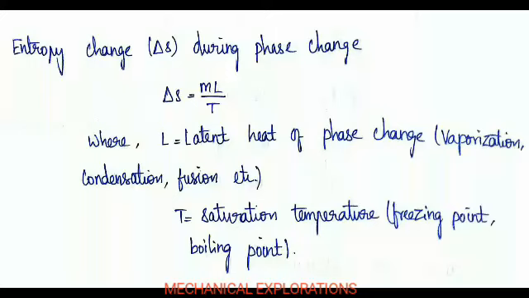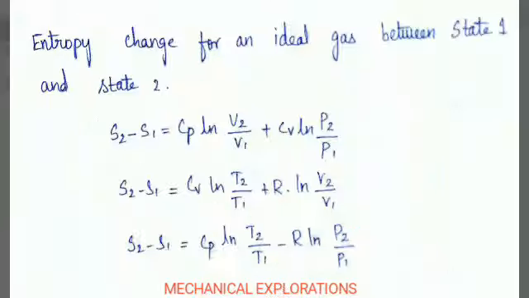Now entropy change during phase change. Here del S equal to mL by T, where L is the latent heat of phase change and T is the saturation temperature, that is the freezing or boiling point. In this case, we are dealing only with the phase change. In the earlier case, we were dealing with finite bodies without phase change.